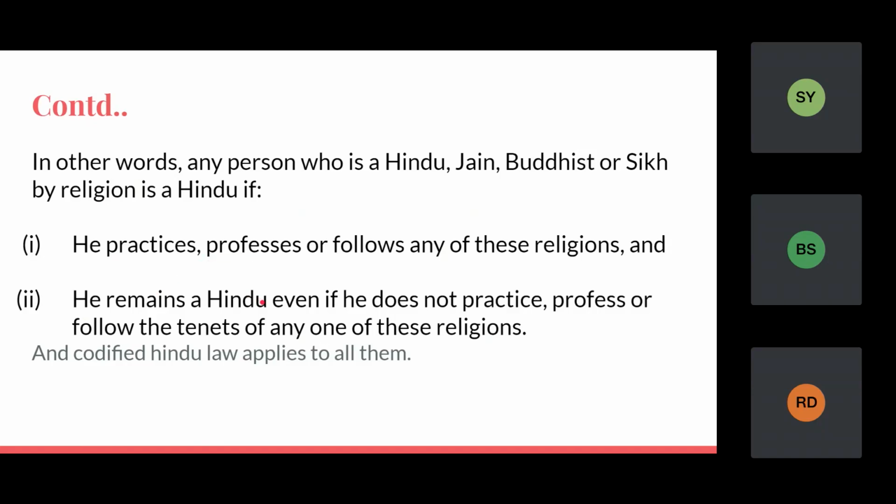Even if he doesn't follow the principles of these religions, he will remain a Hindu because he is not forming part of Muslim, Christian, Parsis, and so on. Okay, as I have told you, even for those who don't believe in God, Hindu law applies. So, codified Hindu law applies to all of them.